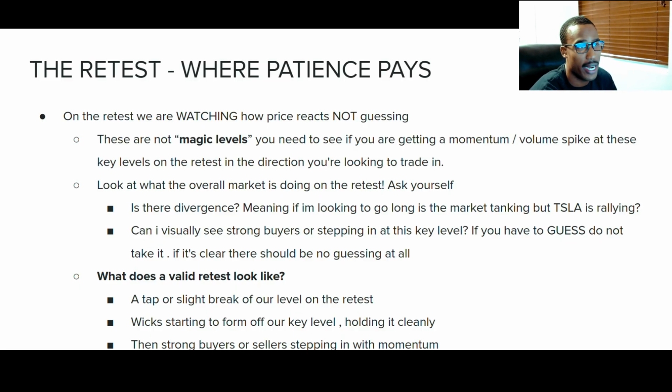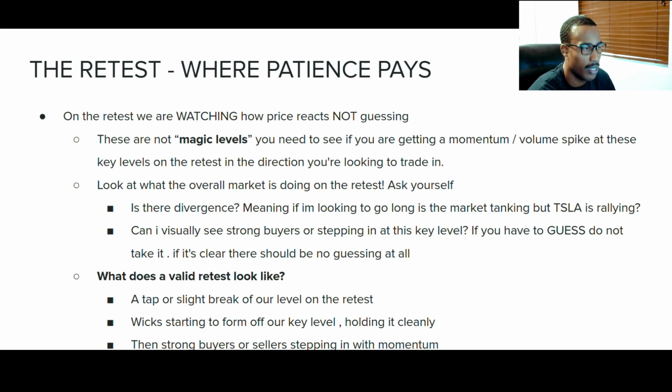You need to see if you are getting a momentum or volume spike at these key levels on the retest in the direction you're looking to trade in. Look at what the overall market is doing on the retest. Ask yourself, is there divergence? Meaning, if I'm looking to go long, is the market tanking but Tesla's rallying? Okay, can I visually see strong buyers, or sellers, stepping in at this key level? If, like I've said before, you have to guess, do not take that trade. It should be clear, clear as daylight. If it's clear, there should be no guessing at all.